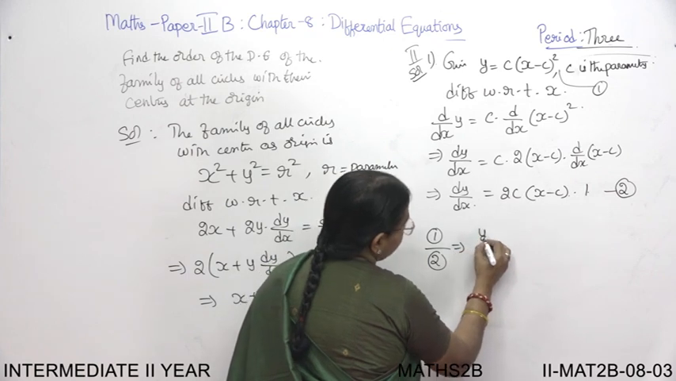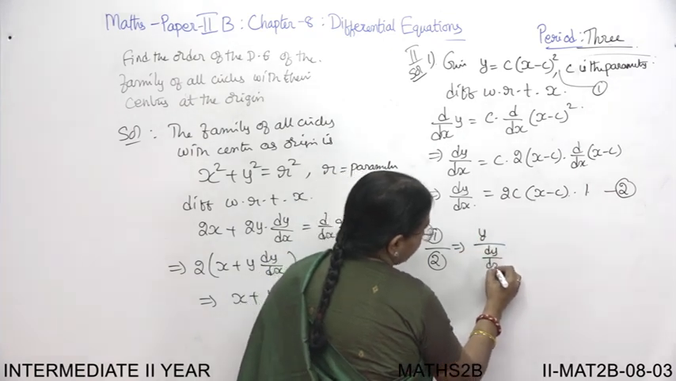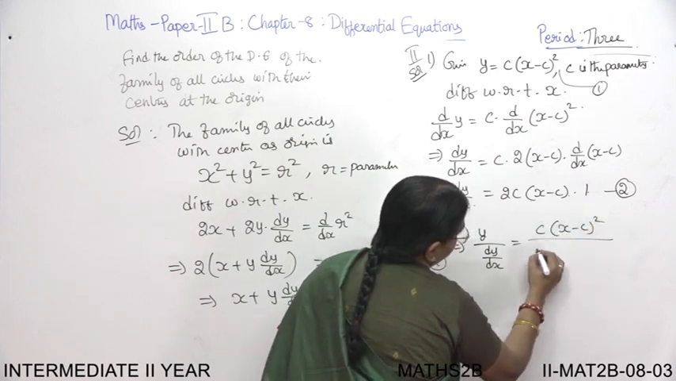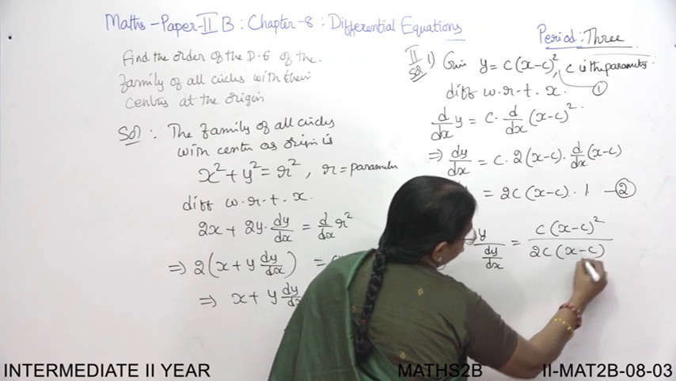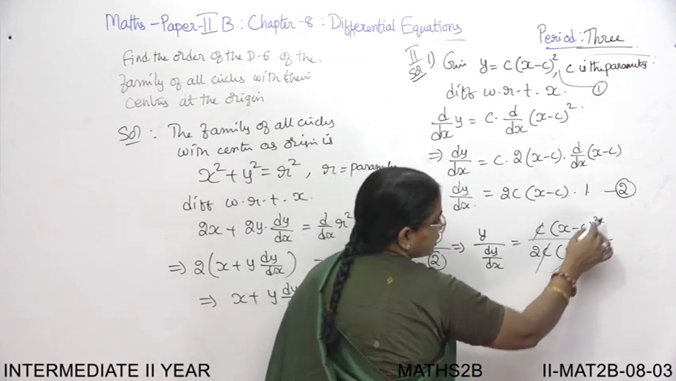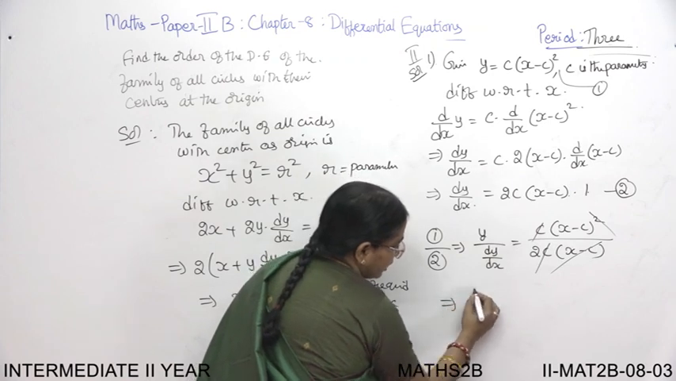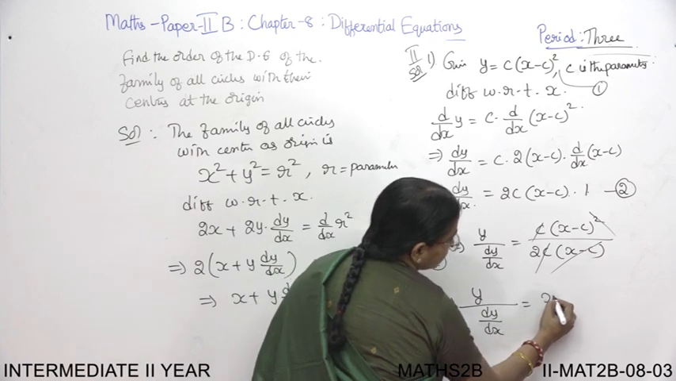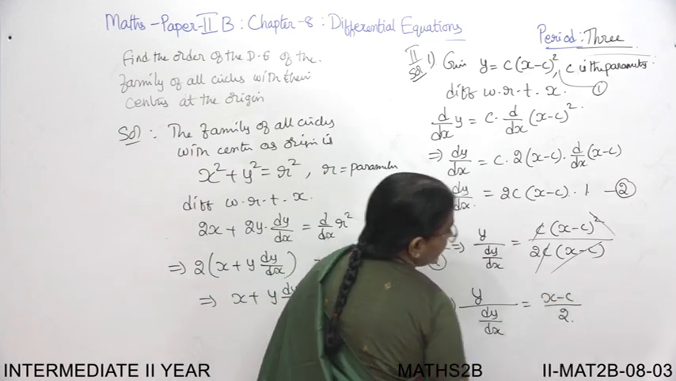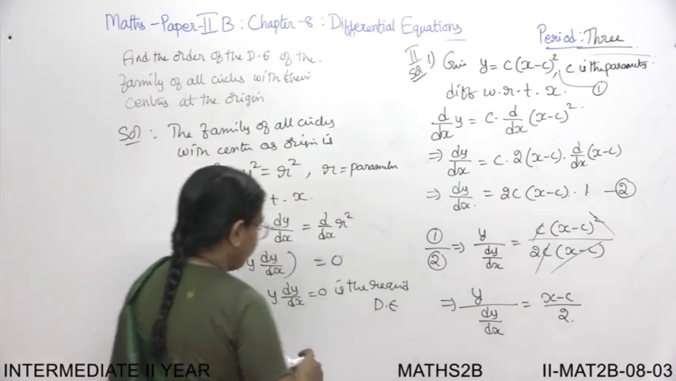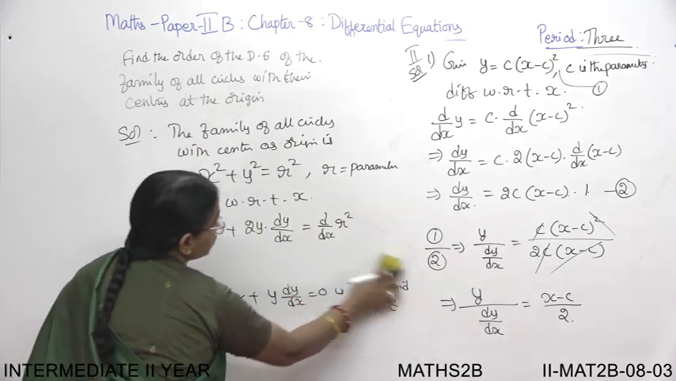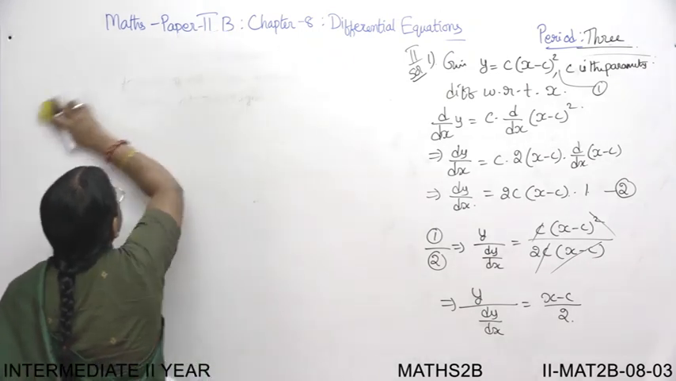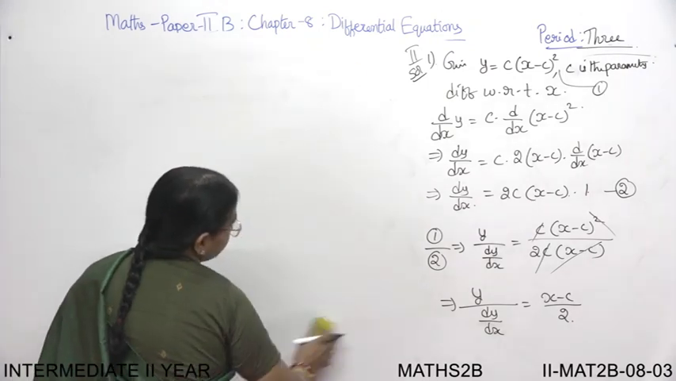That will give you y by dy by dx is equal to c into x minus c whole square by 2c into x minus c. So c gets cancelled, one x minus c also gets cancelled. So y by dy by dx is equal to just x minus c by 2. From this we'll find c and then substitute in the first or second equation, whichever is convenient.